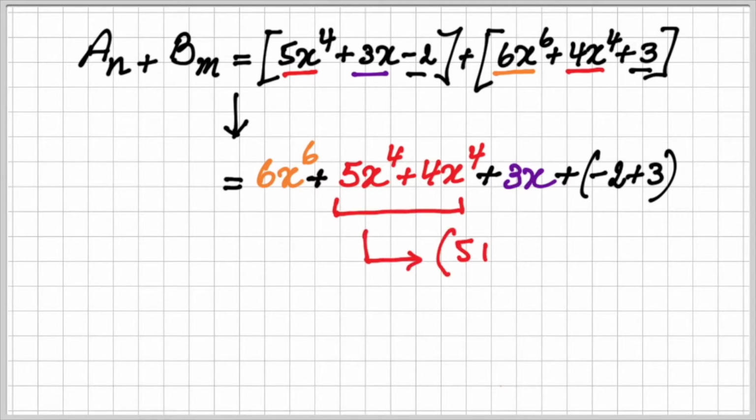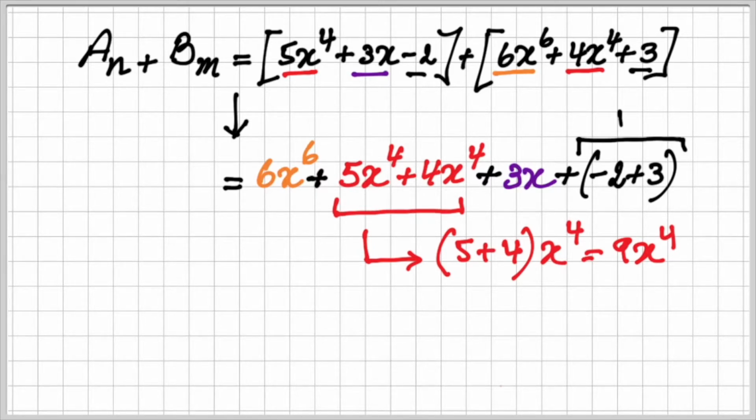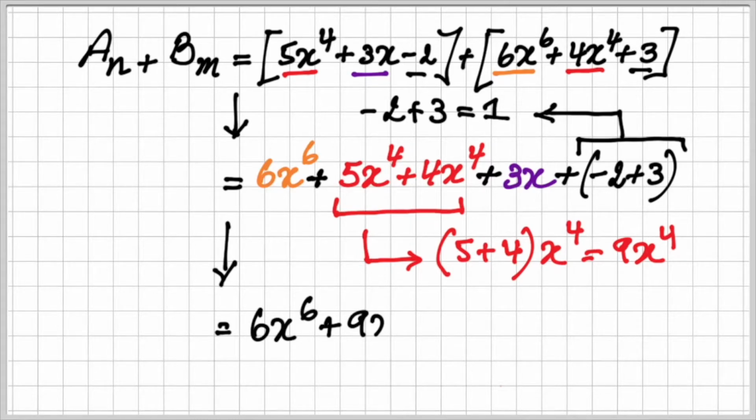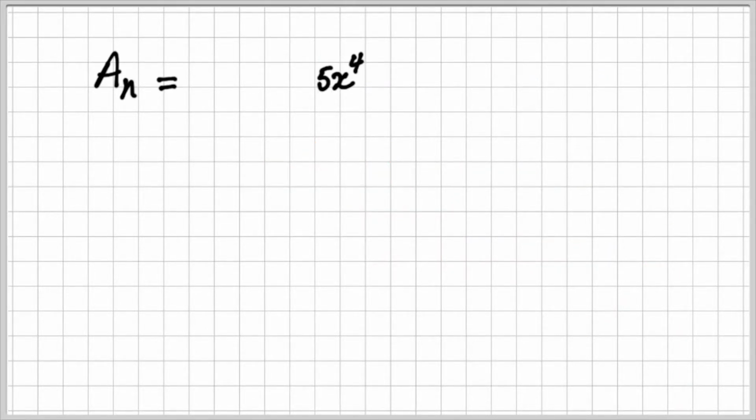So we can now say that 5x to the 4 plus 4x to the 4th is equal to 9x to the power 4. And we do the same for the end term, minus 2 plus 3 is equal to 1. And we can write the new polynomial as 6x to the power 6 plus 9x to the power 4 plus 3x plus 1.